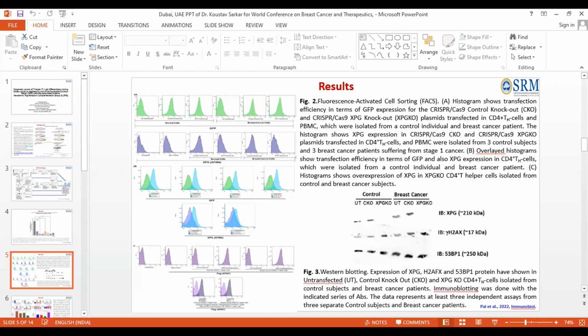Now you can see in case of XPG knockout, the XPG is nothing there, but gamma H2A.X is highly expressed in both the control knockout and also in the breast cancer patient. That means this gamma H2A.X represents the double strand DNA break, which is mainly associated with the phosphorylation of the histone H2A.X protein. And also we have seen that 53BP1 is also highly expressed in the control in comparison to the breast cancer patient.